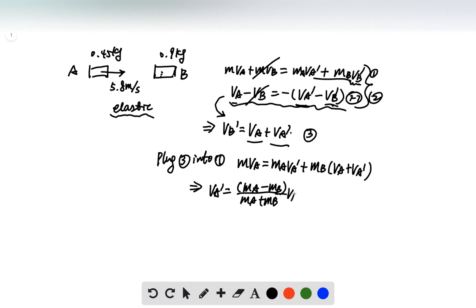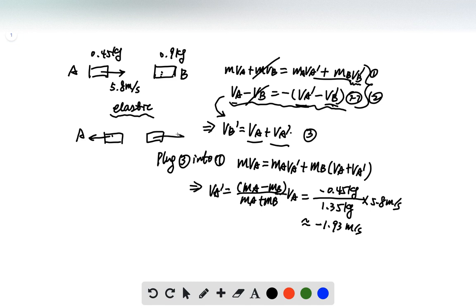times VA. If we just plug in the numbers, MA is lighter than MB, so this is a negative number. It's 1.75 kilograms in the denominator times 5.8 meters per second, which gives us negative 1.93 meters per second. This is a negative number, meaning object A will actually move in the opposite direction from where it came. From the conservation of momentum, we can guess that B will move this way, so that the sum is still going rightwards, or going east.